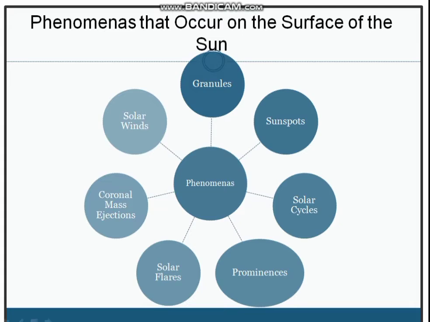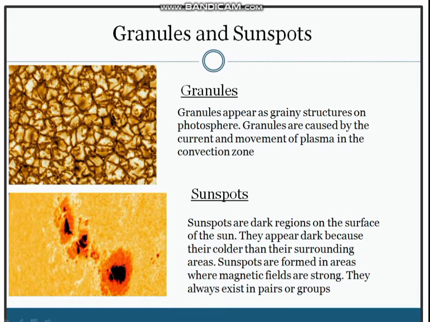Here are a few examples of phenomena that occur on the surface of the sun. We have granules, sunspots, solar cycles, prominences, solar flares, coronal mass ejections, and solar winds. So what are granules? Granules appear as grainy structures on the photosphere. Granules are caused by the current and movement of plasma in the convection zone.